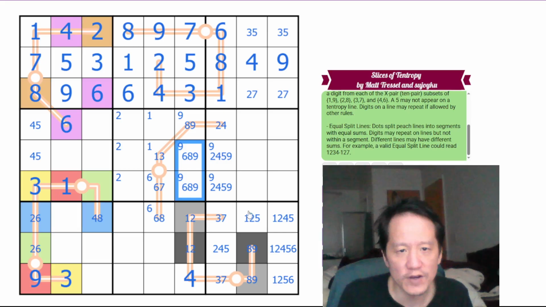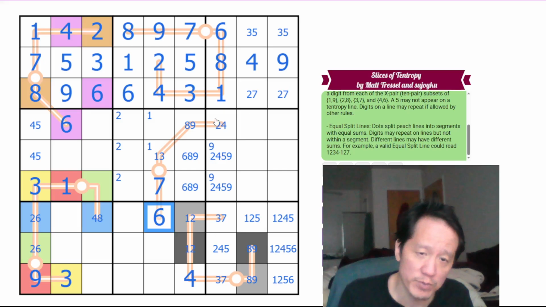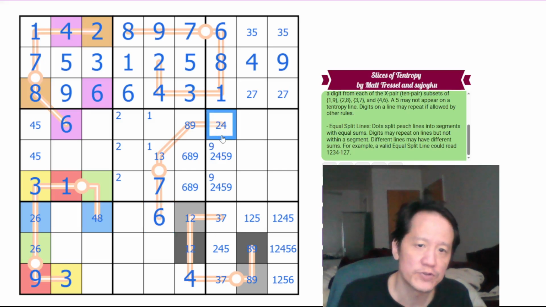None of these can be 5. We have a 6, 8, and 9 triplet in box 5, which eliminates 6, 8, and 9 in the rest of the box. This can't be 6. This must be a 7, which forces this to be 6. Therefore, this must be the corresponding 10 pair, so this must be 4.